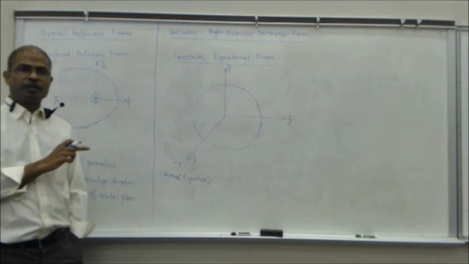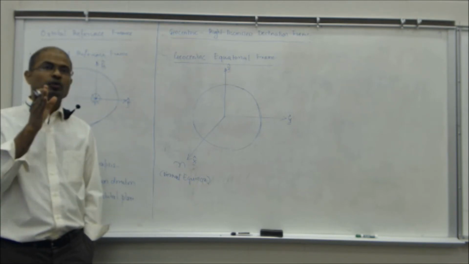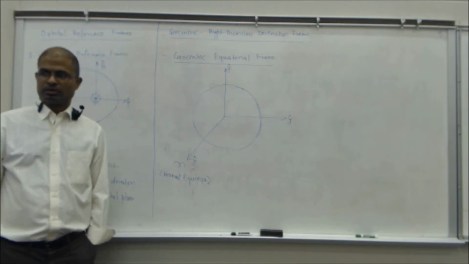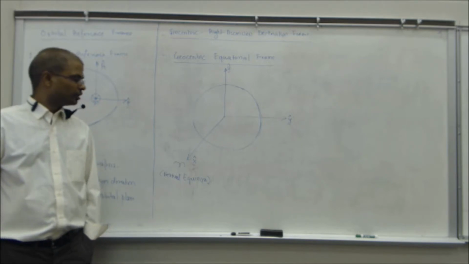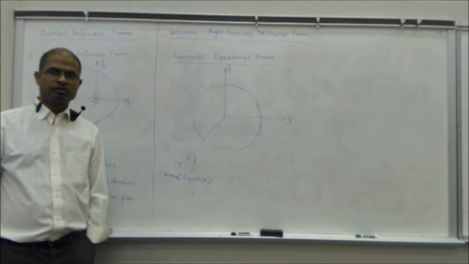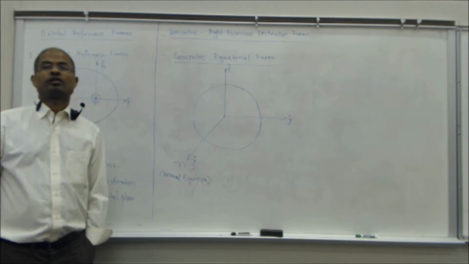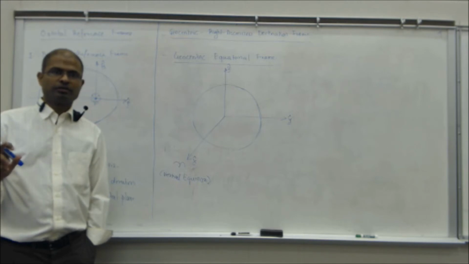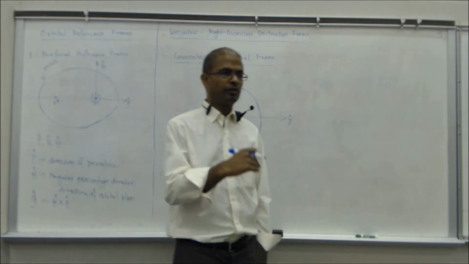The x direction of this frame is pointing to the vernal equinox, or the Aries direction. Okay? Did any of you figure out what an equinox is? What is an equinox? Right. The day and night are precisely 12 hours on that day. The nighttime and daytime. So that is the equinox. So you have the autumnal equinox, and you have the vernal equinox.